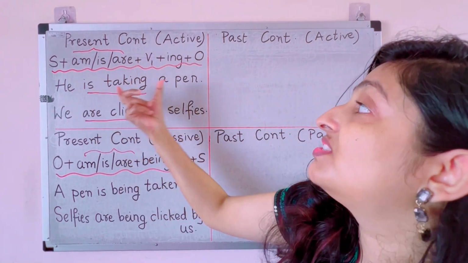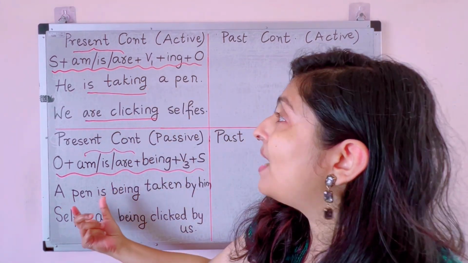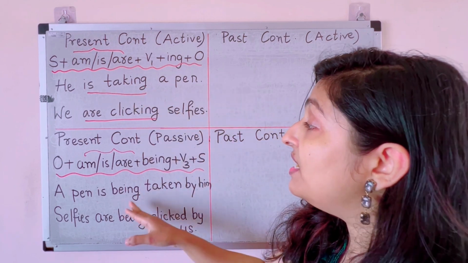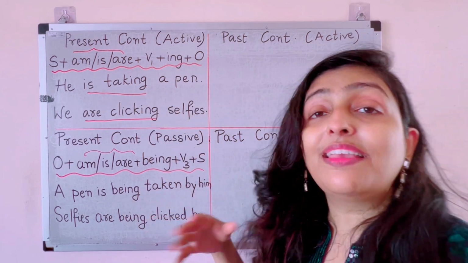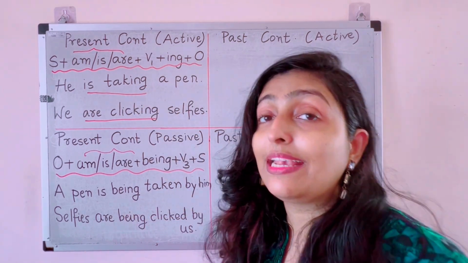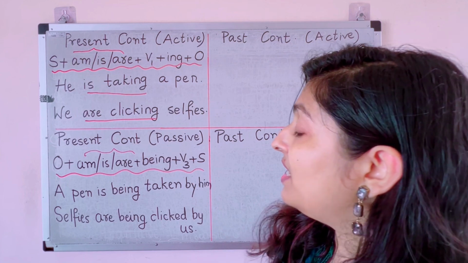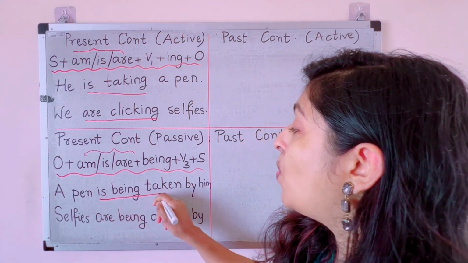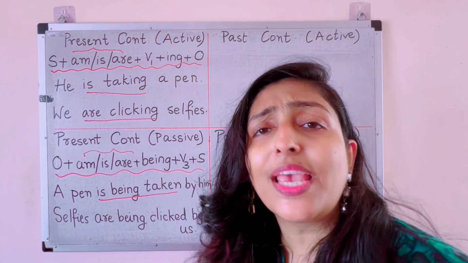He is taking a pen. A pen is being taken. Taken is the V3 of take. By him. Is being taken is the verb. Moving on to the second example.